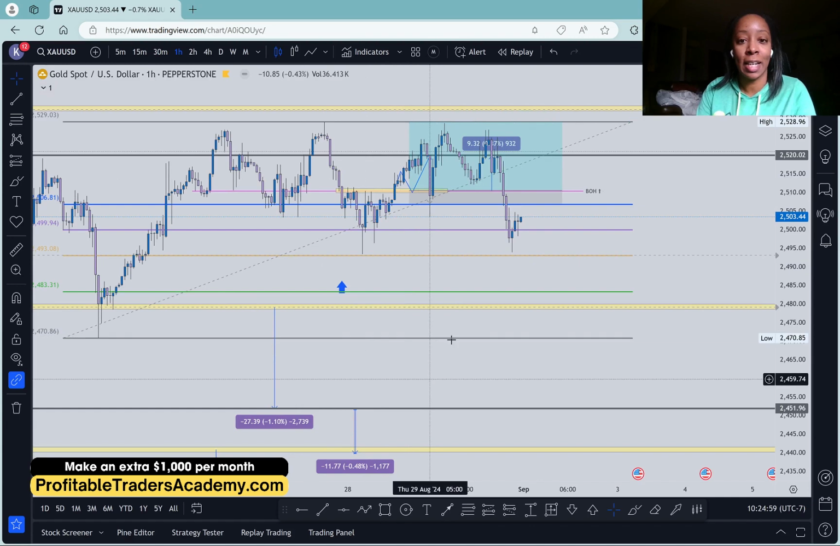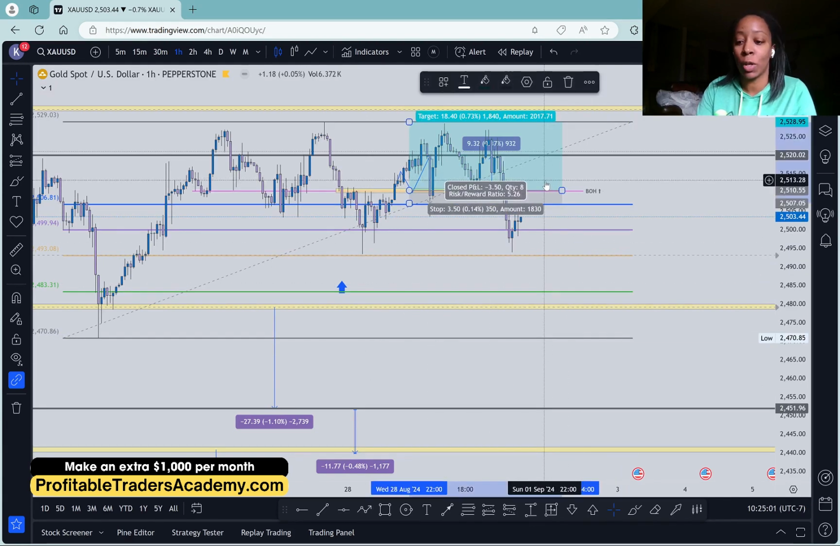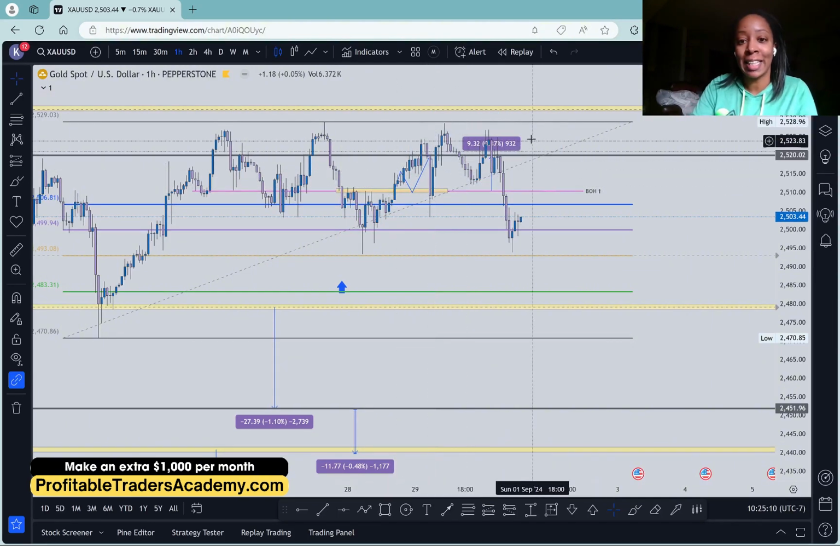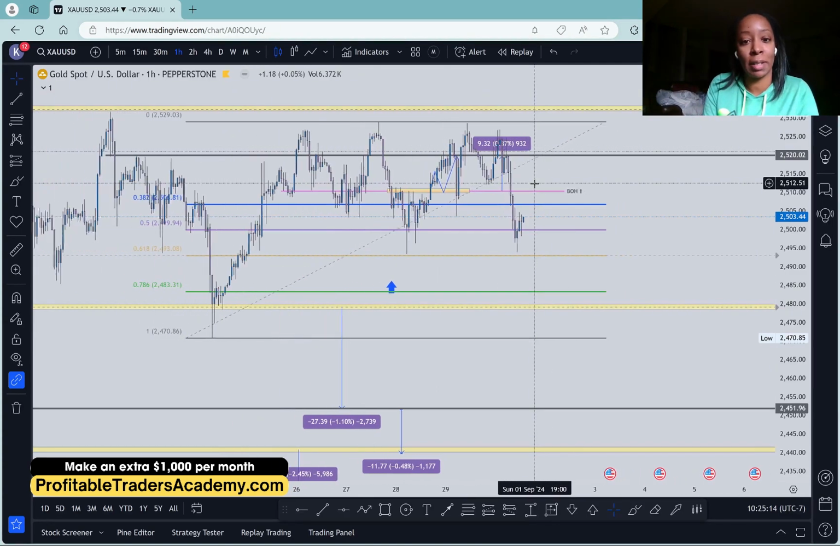So this is the setup for this past week. I was trying to take a trade, but that did not work out until later. So I was trying to get in somewhere in here. That didn't work, but whatever. So I didn't get to take a trade on gold like I wanted to, but let's talk about this upcoming week.